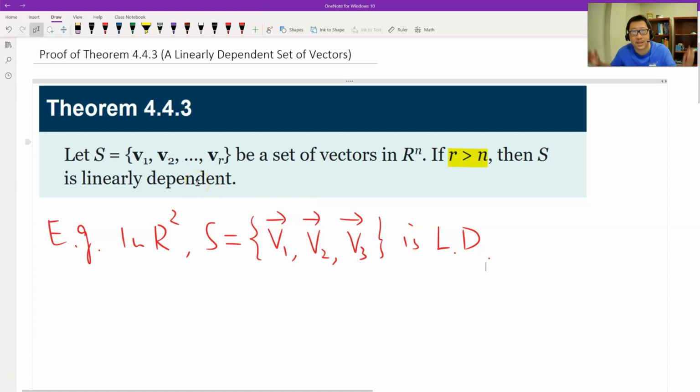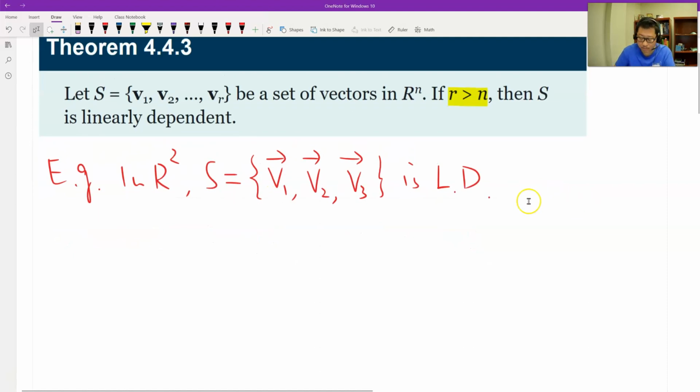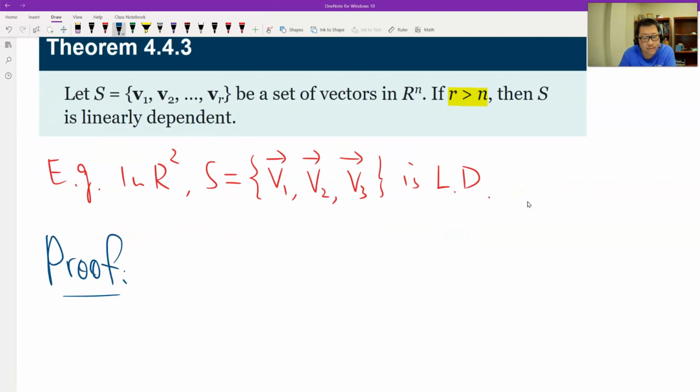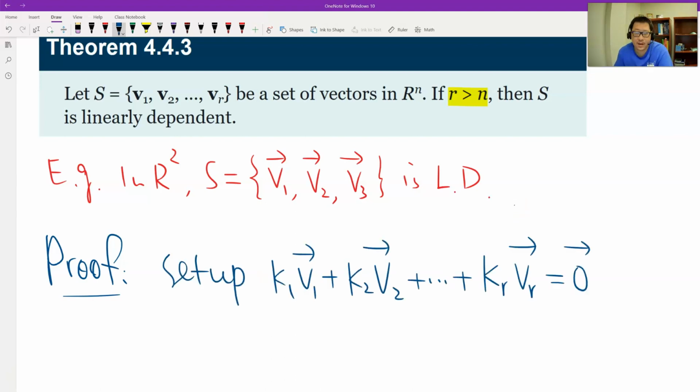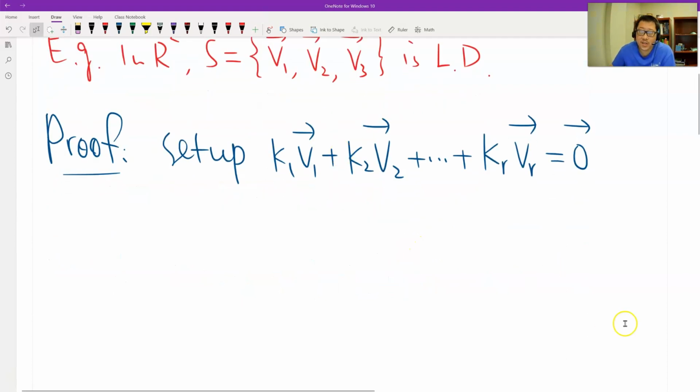We set up a linear system and solve the system. If we find only the trivial solution, it means linearly independent. If we find a non-trivial solution, that means linearly dependent, right? Okay, so now we set up the system, and then we try to solve this system.